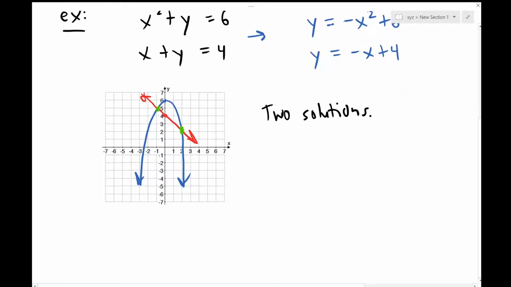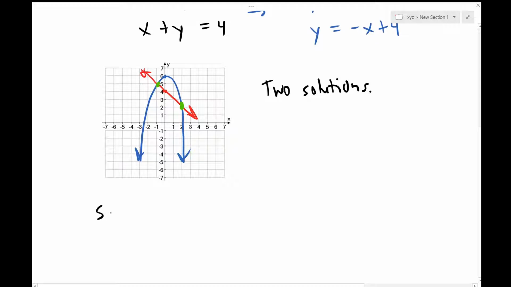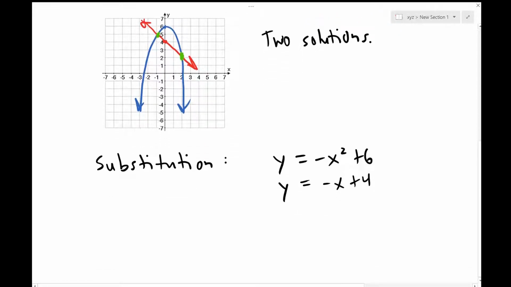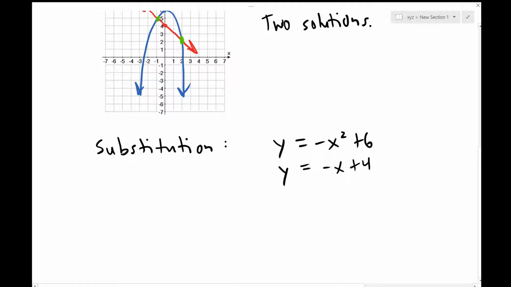I'll do substitution on this one first, but then we'll also go back and look at elimination as well. If I do substitution, I'll use the equations as I wrote them when I was solving for y. What I can do now is take the expression that I have for y in one of the equations and plug it into the other one. Essentially that's just going to set the two equations equal to each other.